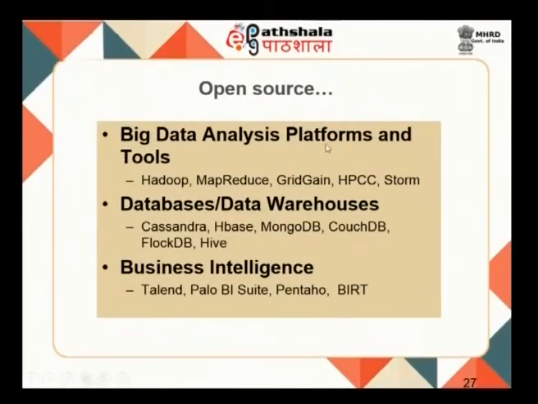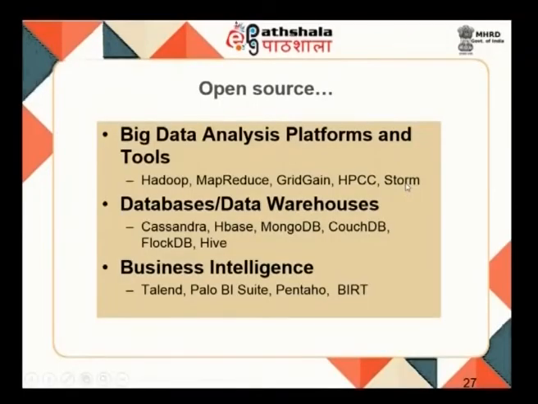For big data analytic platforms, what are the open source tools that are available? We have Hadoop, MapReduce, GridGain, High Performance Computing Cluster, and Storm. Storm is owned by Twitter. Twitter provides a platform in which its tweets can be easily downloaded and analyzed effectively.